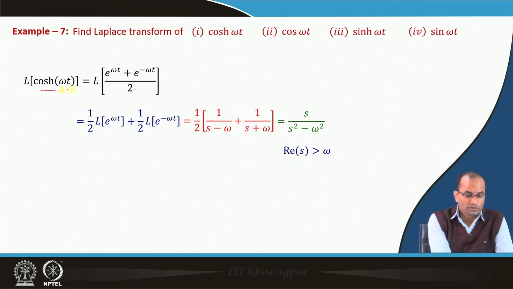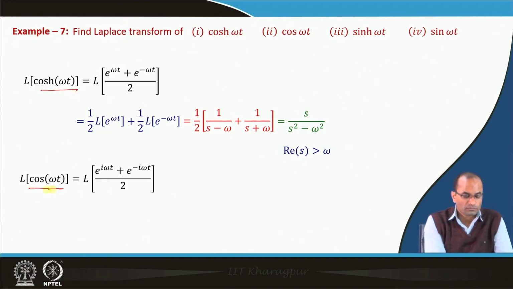So, this is cos hyperbolic omega t, and then cos omega t. So, we have again the exponential function: e power i omega t plus e power minus i omega t divided by 2.